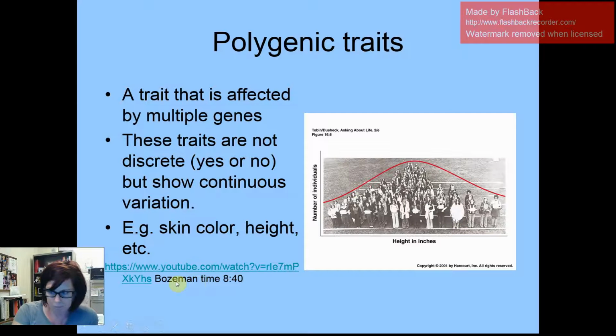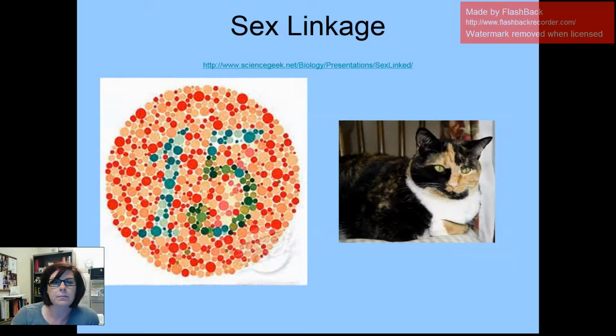This video here by Paul Anderson, called Bozeman, explains polygenic traits really well. If you need more of an explanation, follow this link to YouTube and fast forward it to about the 8 minute 40 second point. It gives a great little example of polygenic.